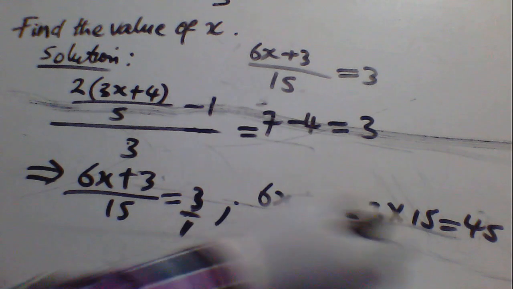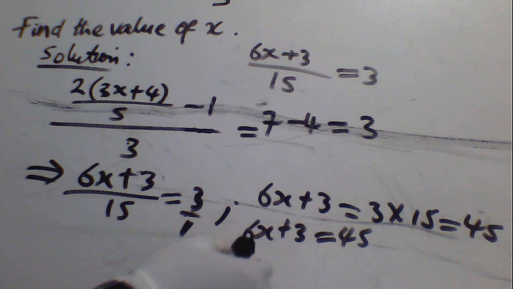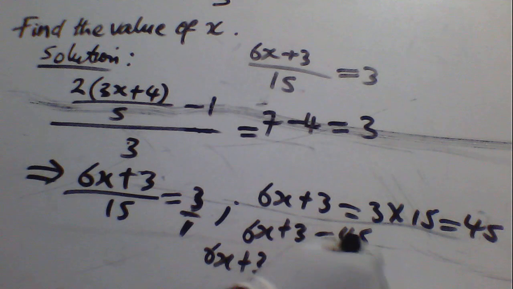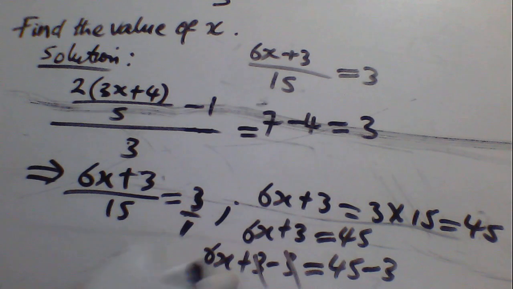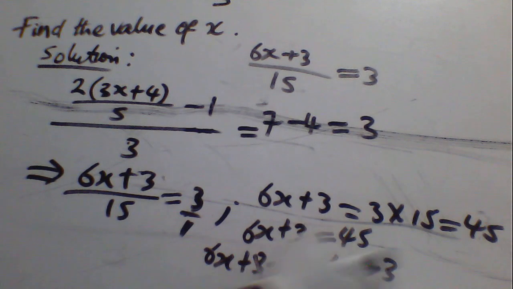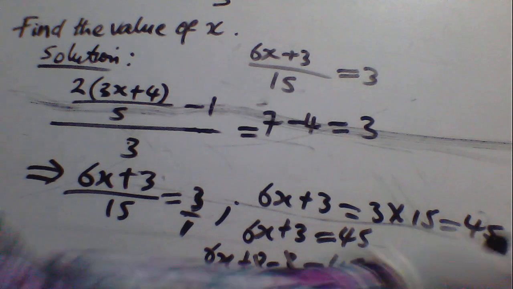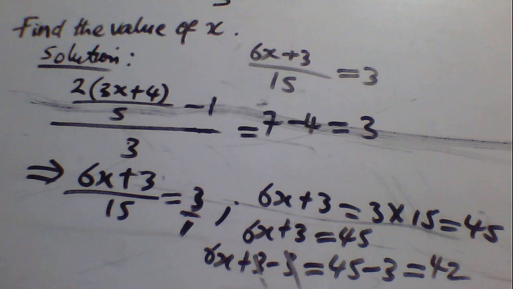So subtract 3 from both sides of the equation. So you have 6x plus 3 minus 3 is equal to 45 minus 3. Plus 3 minus 3 will give us 0. So 45 minus 3 will give us 42. Now we have 6x is equal to 42.